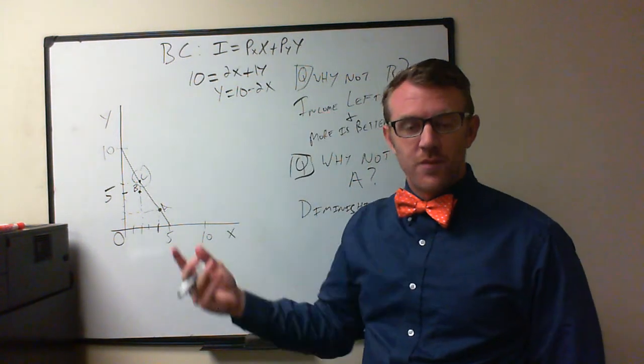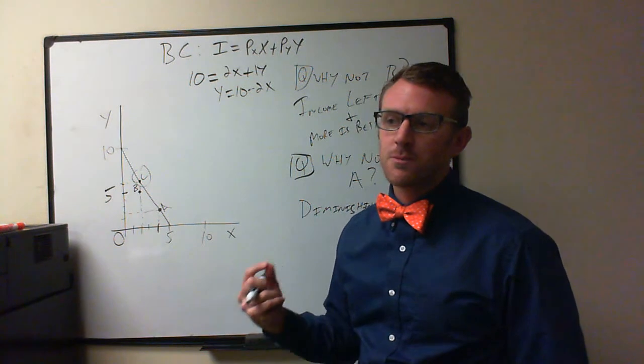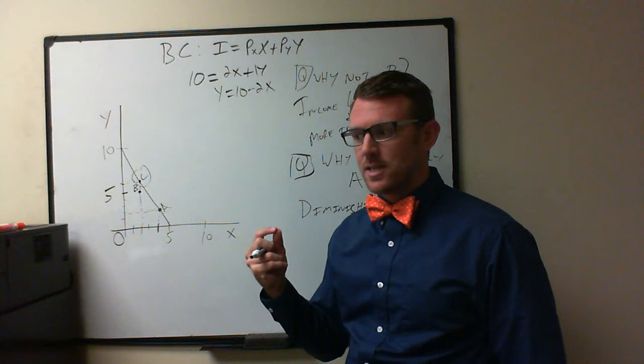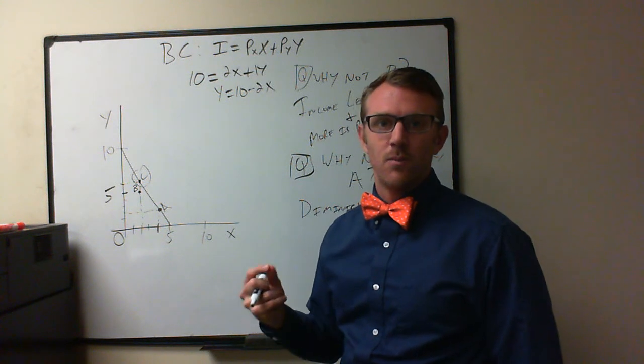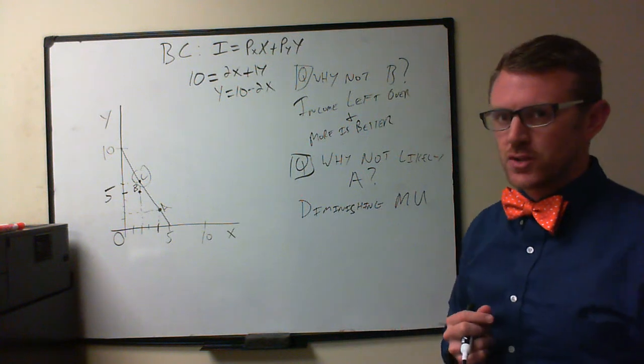When we start the next video, which is the beginning of chapter 6, we're going to do better than that. We're going to be able to say which bundle of goods is the optimal bundle, which one gives them the highest utility. But that's it for the budget constraint for now.